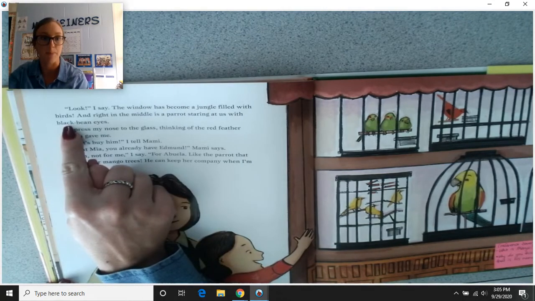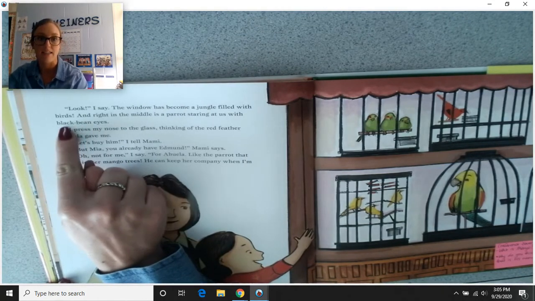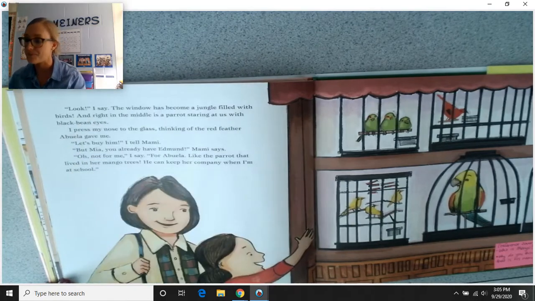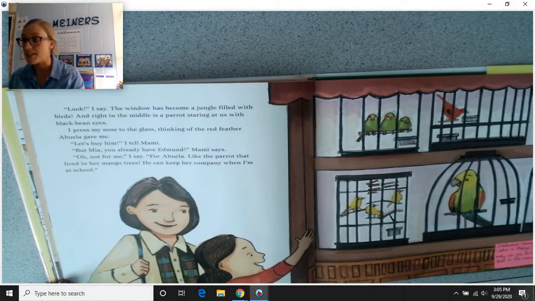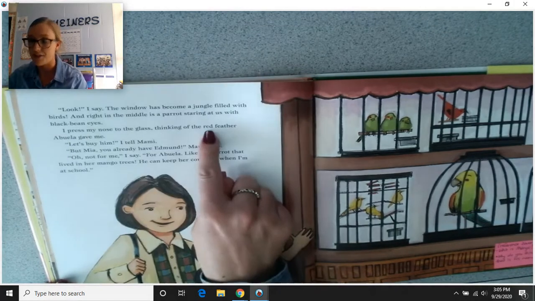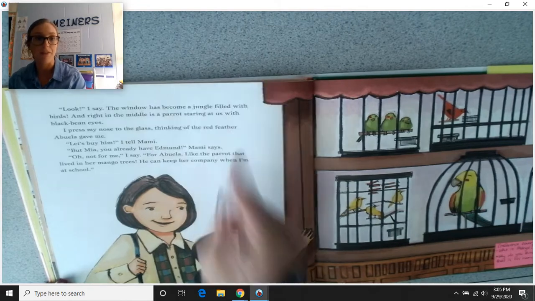Ooh, good adjective there. Black bean eyes. Adjective to describe eyes. Another good adjective, red, to describe feather.